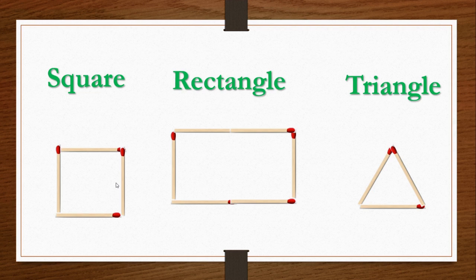Today we have learnt three geometrical figures, which are the square, four-sided figure, and all the sides are equal here. This is rectangle, four-sided figure, but opposite sides are equal, correct? And this is triangle, three-sided figure. All the three figures are closed, right?